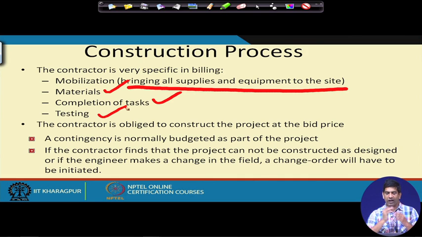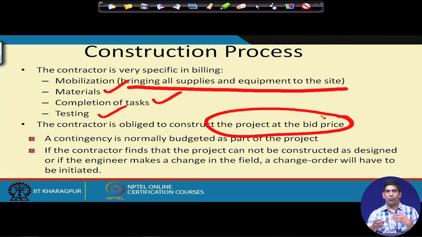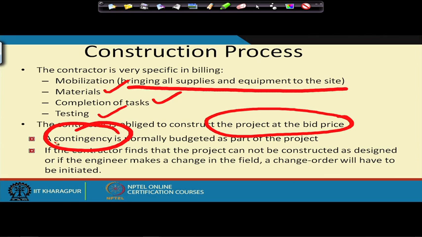The contractor is obliged to construct the project at the bid price, unless you can always go and ask for more price in case some delay has happened. If the delays happen from the client side, the request may be looked into, but if the delays happen from the contractor side, it may normally be refused, and then the contractor has to build things as per the bid they have submitted. So for that, many times they put a contingency. A contingency is normally budgeted as part of the project.